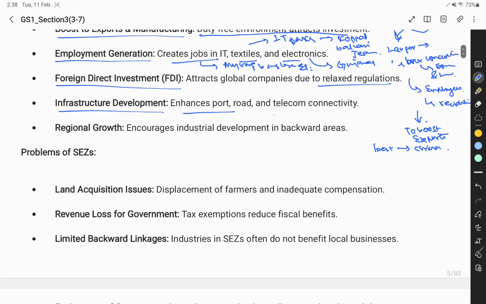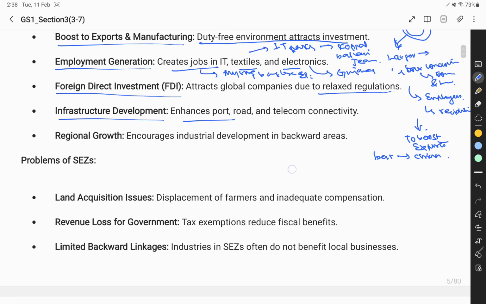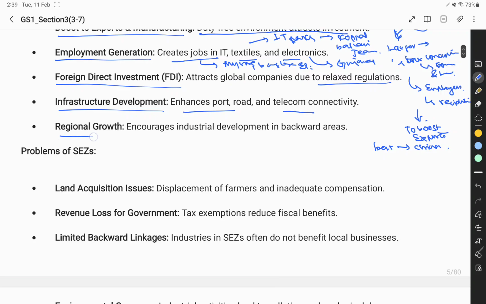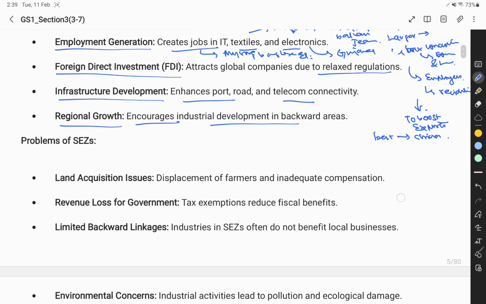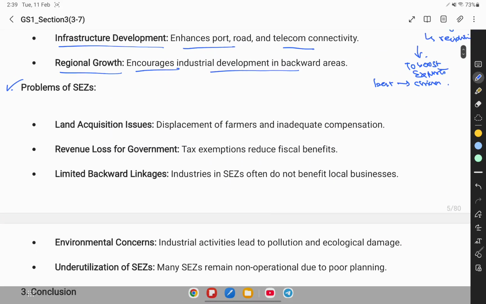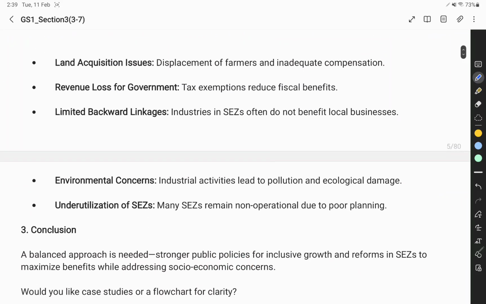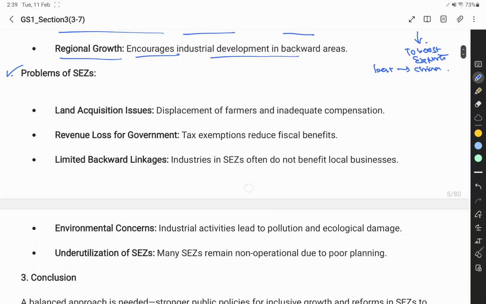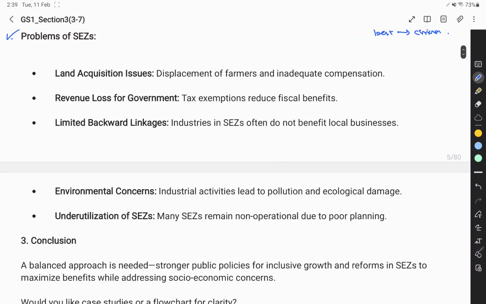Infrastructure development enhances ports. Obviously, when investments come, the ports, roads and telecom connectivity also increase. Regional growth: overall, it encompasses the rich, poor, middle class, everybody. The total region gets developed and it encourages industrial development in the backward areas. Then there are some problems with the SEZ as well. So you could mention the advantages, the prospects of SEZs, as well as the problems in the SEZs.